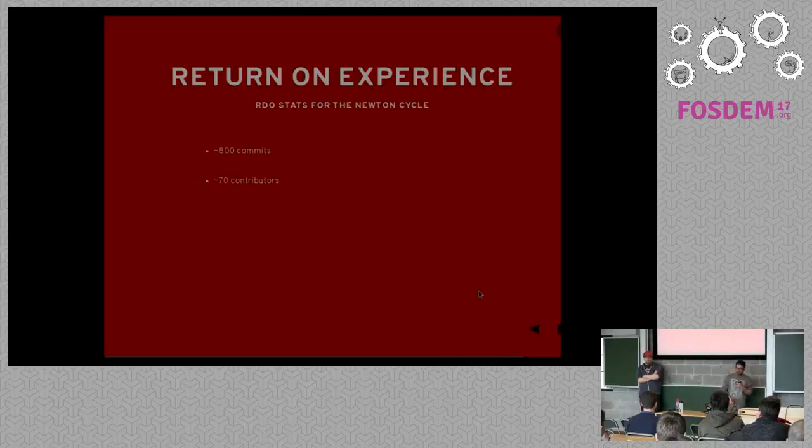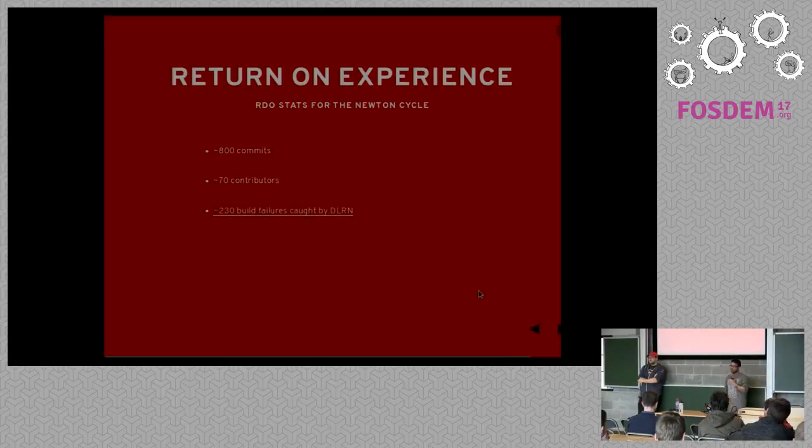Okay, so return on experience. For RDO, we're in the Ocata cycle, Ocata being the next OpenStack release, which will happen around February 20th. We have numbers for the previous cycle, which is Newton. We had about 800 commits from 70 contributors. My team at Red Hat is about 7 people, and not all of them are doing packaging. So that shows that we have multiple people outside the RDO team helping on the packaging, mostly people outside Red Hat and a few Red Hatters.